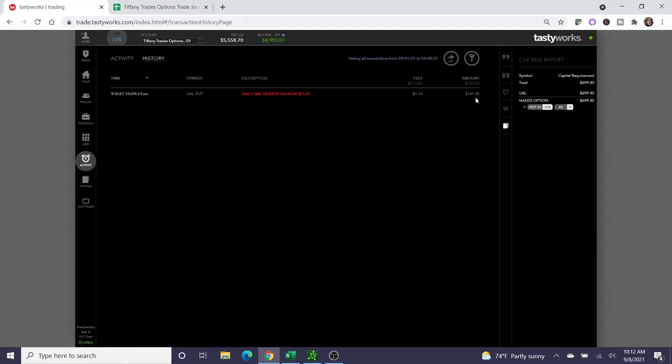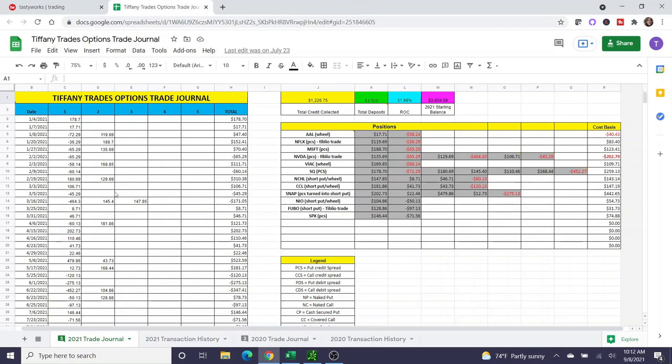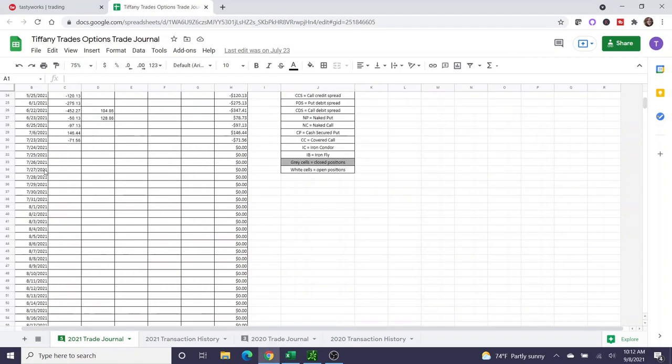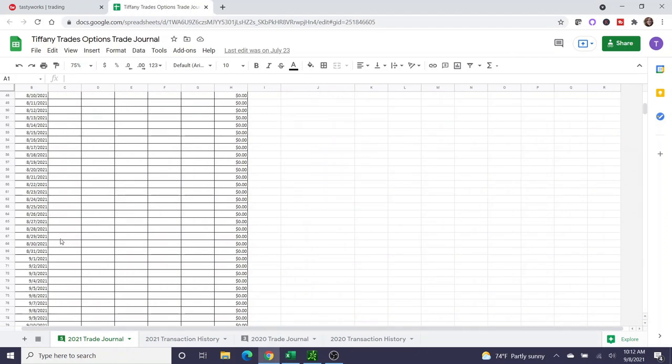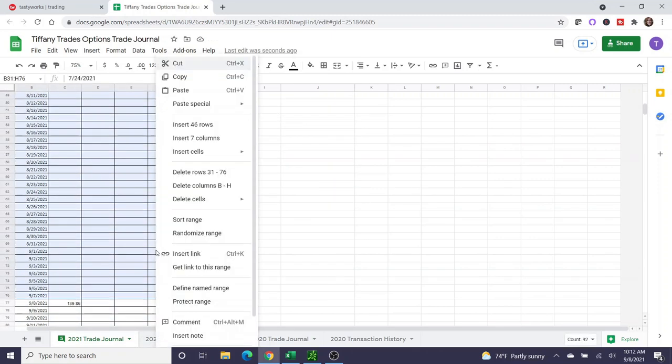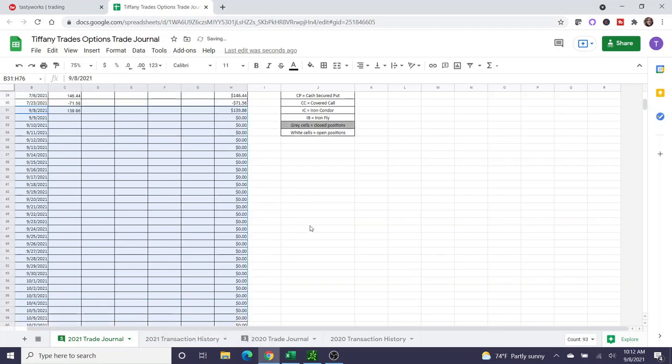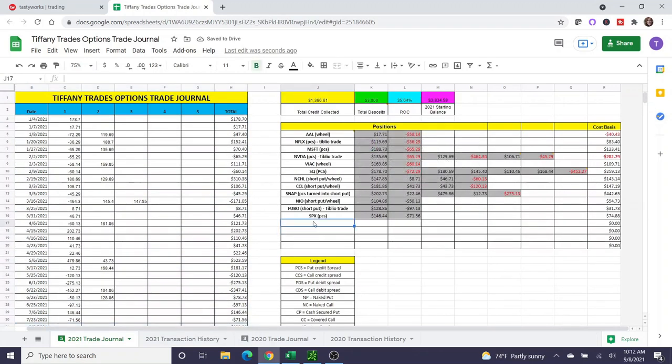It is telling me that I've collected $141 less $1.14, which is $139.86. So I'm going to come over to the trade journal, which, as you can see, it's been a long time since I've traded in this account. And I'm going to come over to September 8th, $139.86. I'm going to delete all of these days in between with no activity. And I'm going to add UAL, short put. So this is how I track my credit.